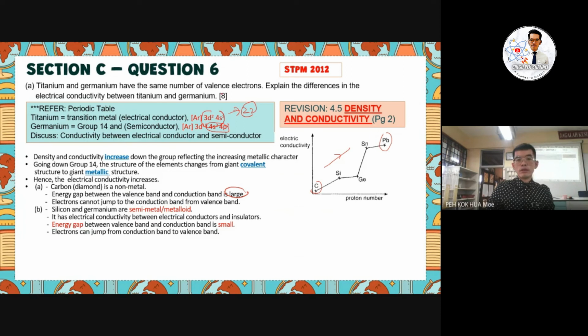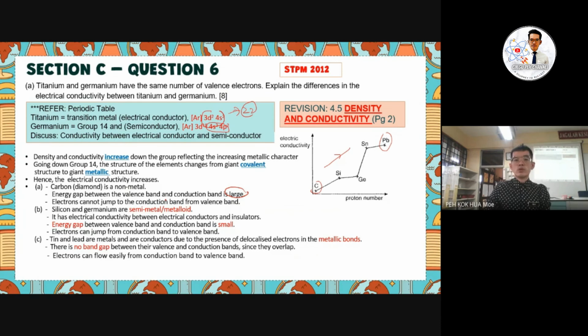The question here is 8 marks, so we will get some information here and apply it. Tin and lead are metals, so they are conductors, with the presence of delocalized electrons forming the metallic bond. There is no gap between the valence and conduction bands since they overlap, so electrons can flow easily. Here we will change the information from tin and lead to titanium.